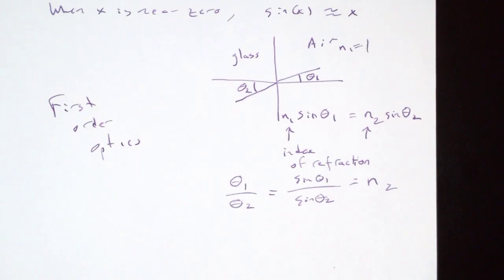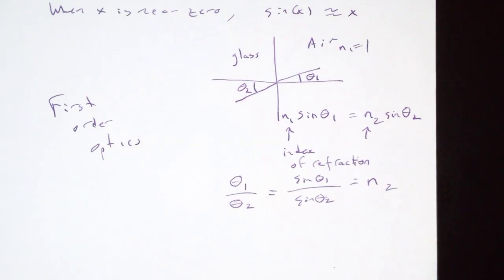Up until my lifetime, this was the best way to do lens design. Questions? Calculation of index of refraction is really straightforward when you're using small angles. You just have to measure the angles precisely. And you have to measure them in radians.